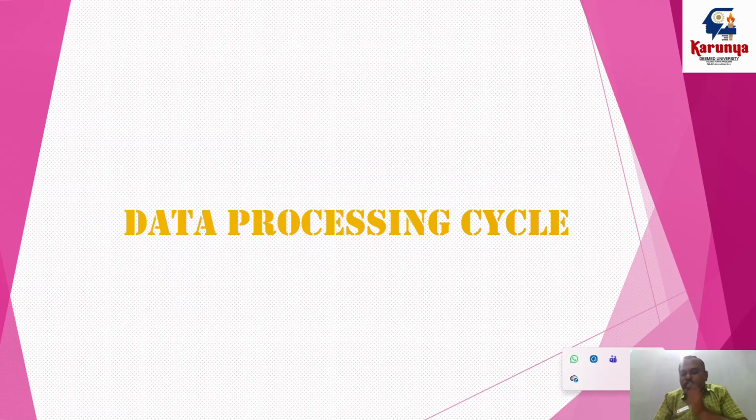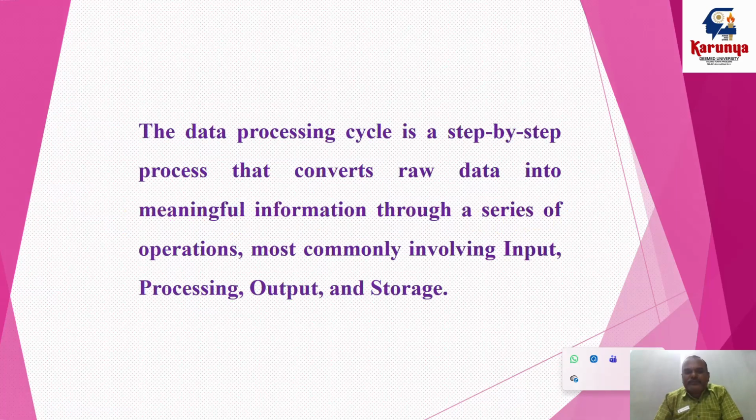Okay, now let's move to the next one, the data processing cycle, how the data is processed in the entire context. So in the basics of the data processing cycle, normally it is a step-by-step process, which means a step-by-step stage of data, how your raw data will convert into meaningful information. In the very beginning, we have seen an example where we have raw data like your name or some marks. We can process this data into meaningful information.